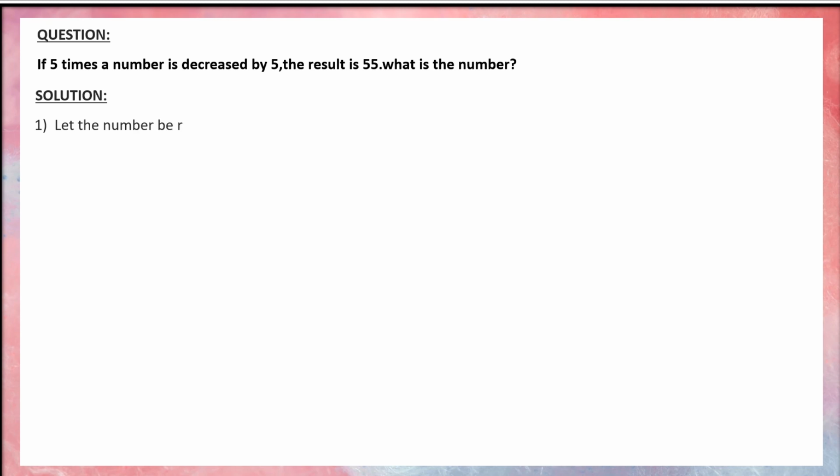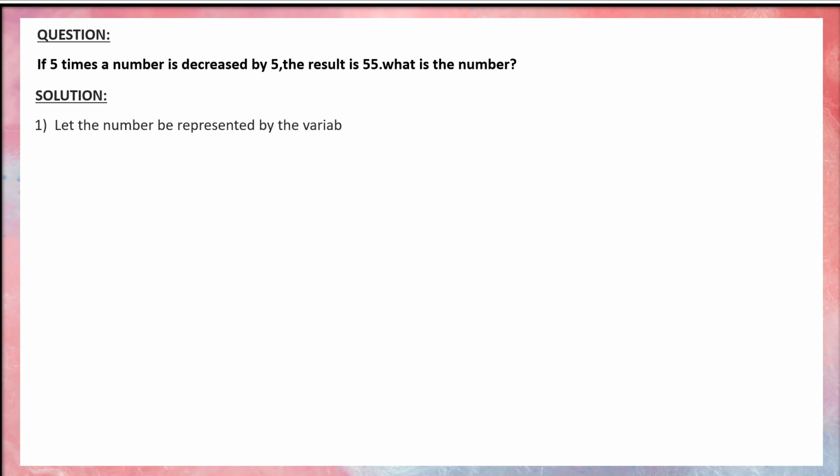So we'll be looking at a word problem today. If 5 times a number is decreased by 5, the result is 55. What is the number? I read the question again. If 5 times a number is decreased by 5, the result is 55. What is the number?